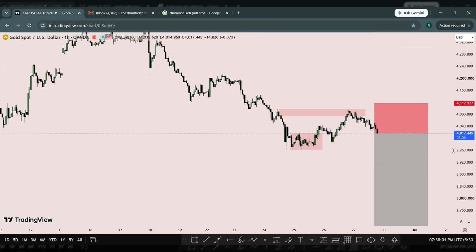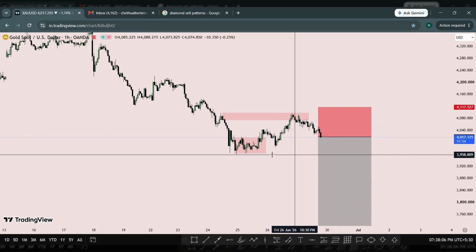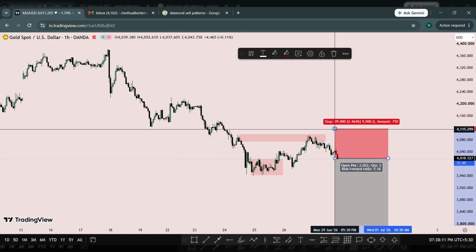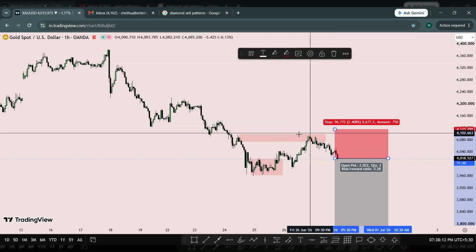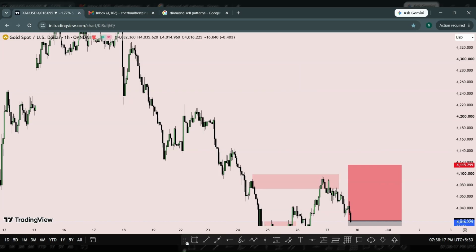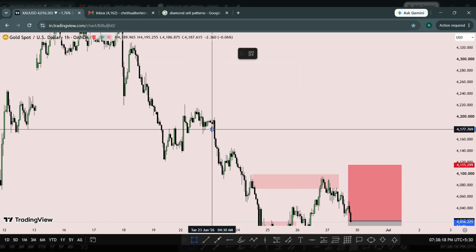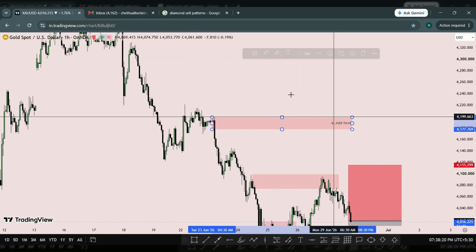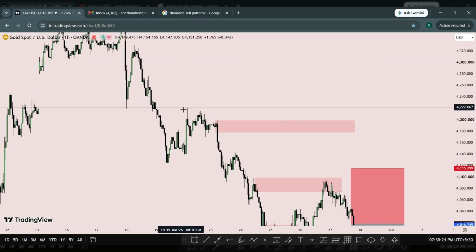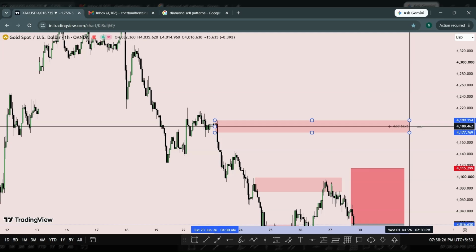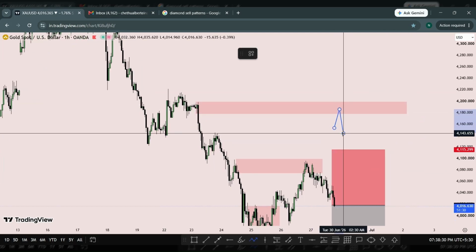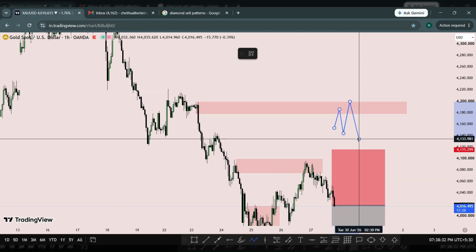If the market takes this high, then the next zone, I think this is the next zone. You can immediately sell from here by putting your stop loss above this zone. I think this is also a great zone to sell. With any confirmation here, you can sell from this zone.